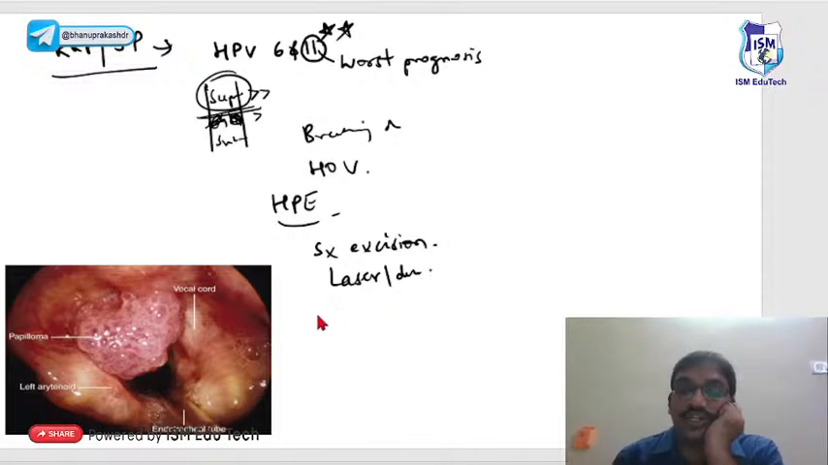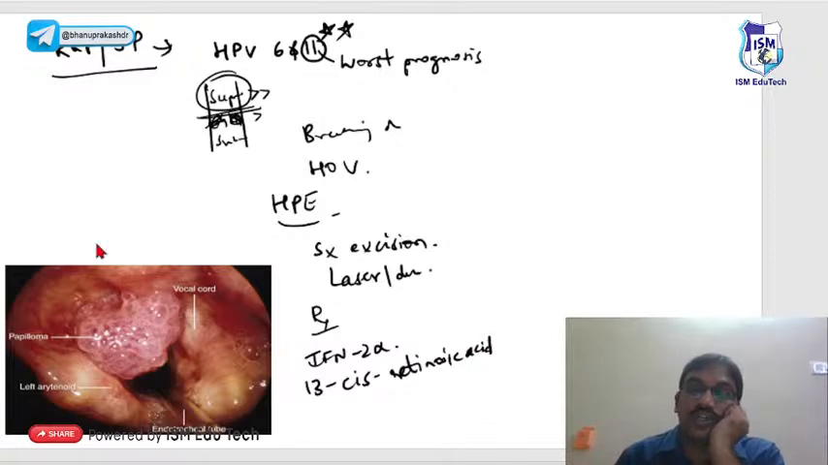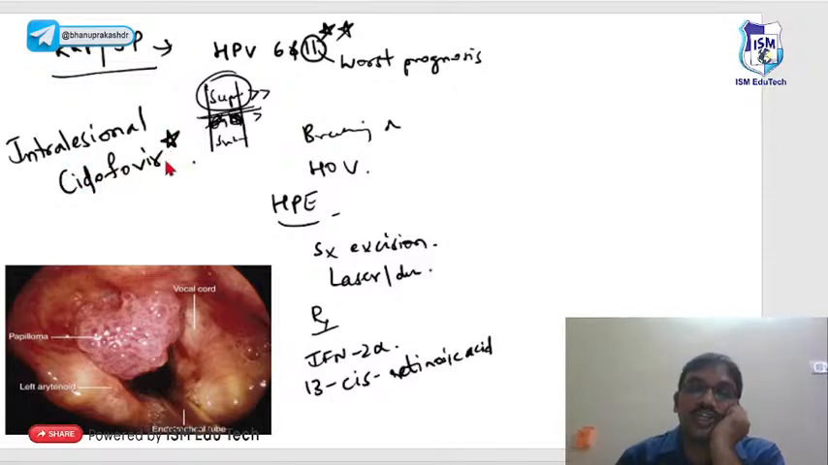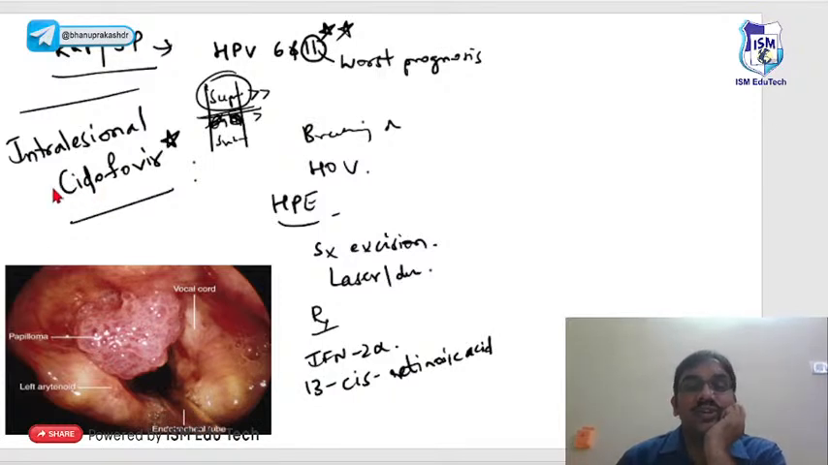Medically, if you want, interferon alpha-2 can be given, and 13-cis retinoic acid is also used as a treatment. And nowadays, intralesional cidofovir is being used to medically manage. There are some reports where they have successfully treated this condition with intralesional injection of the cidofovir drug. But in our setups, usually we go for complete surgical excision.